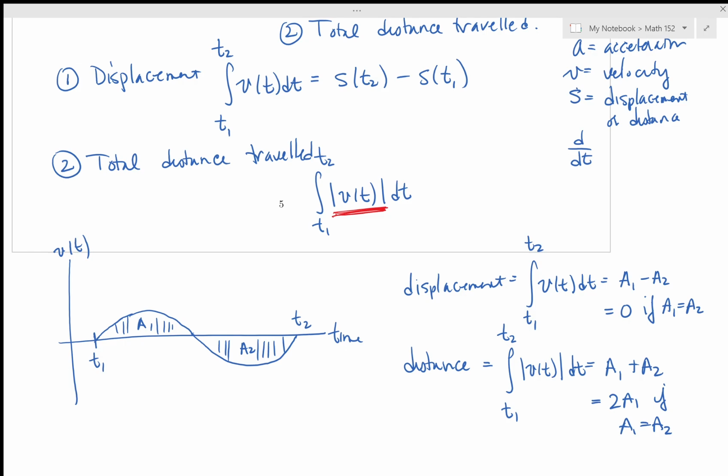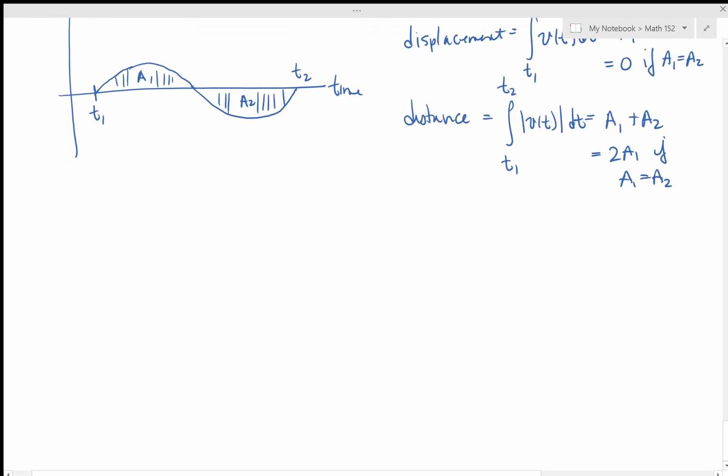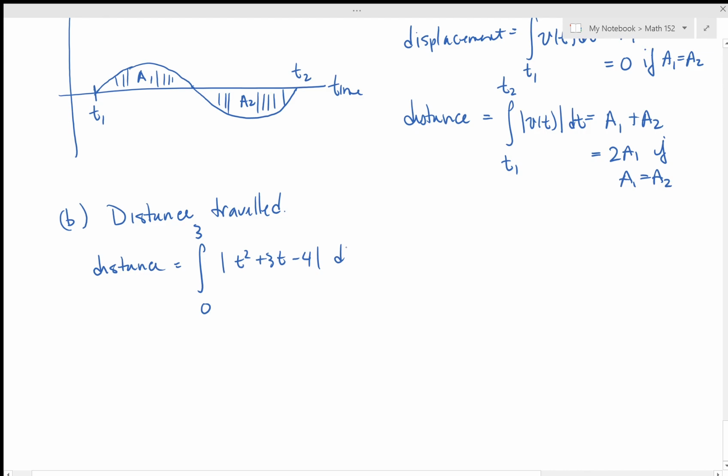Okay. All right, with this newfound insight, let us tackle the distance traveled for this part B of the problem. So what we're going to compute is part B, distance traveled, not displacement. Okay, so the distance is equal to the integral from 0 to 3. In this case, these are a timeline. We start at time 0 and we end at time 3, and then I'm going to take the absolute value of this function, t squared plus 3t minus 4 dt.